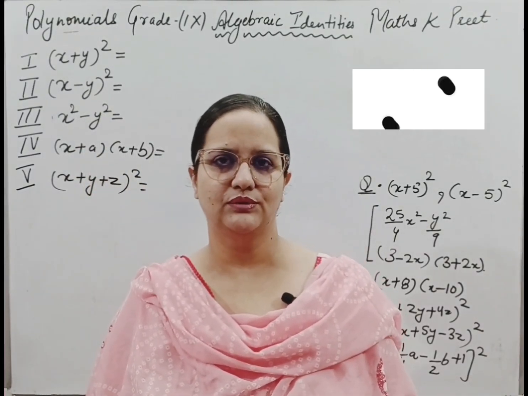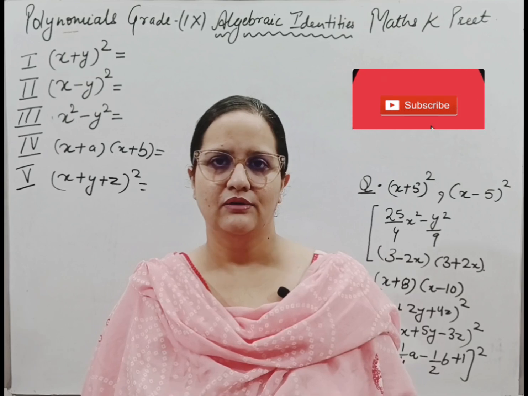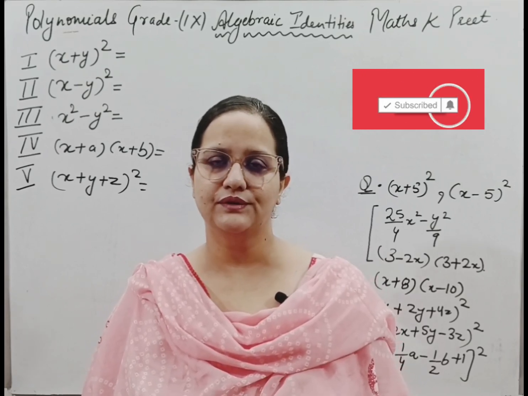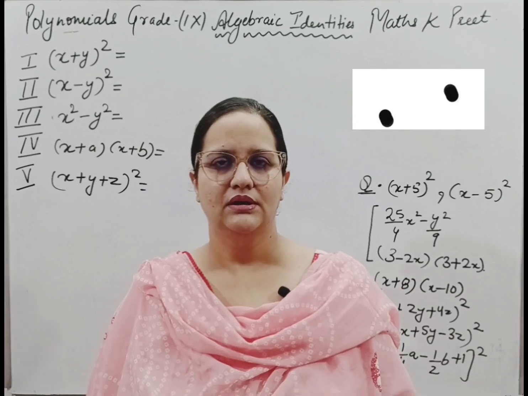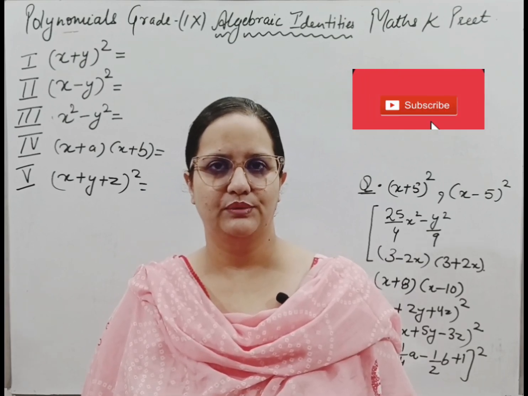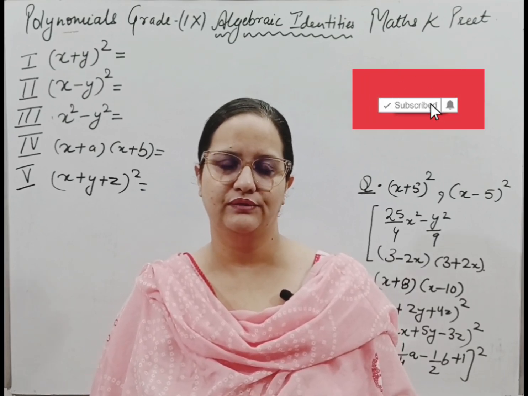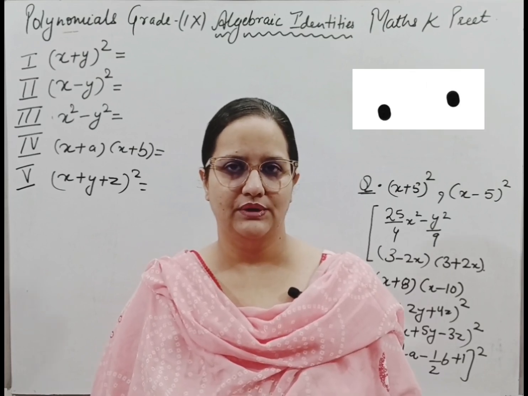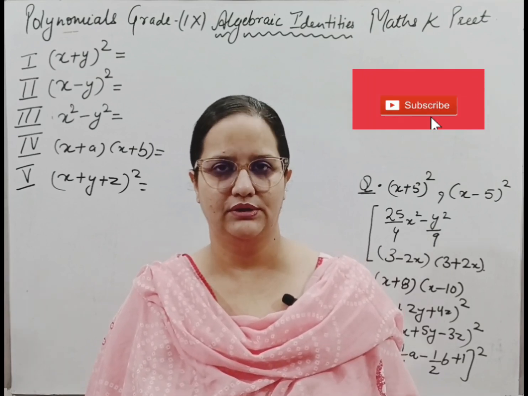So we were doing chapter number 2, Polynomials of grade 9. We have seen what a polynomial is, what are its terms and coefficients. We have seen different methods to factorize a polynomial: the splitting the middle term method, grouping method, long division method, and how to factorize a cubic as well. After that we have seen the most important topics: remainder theorem, factor theorem, zeros of a polynomial.